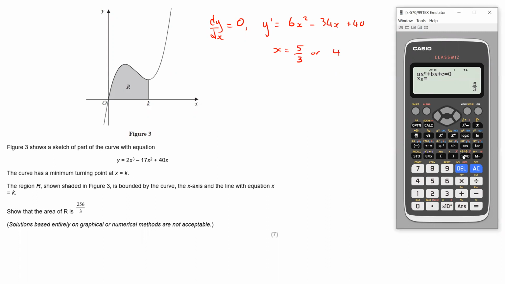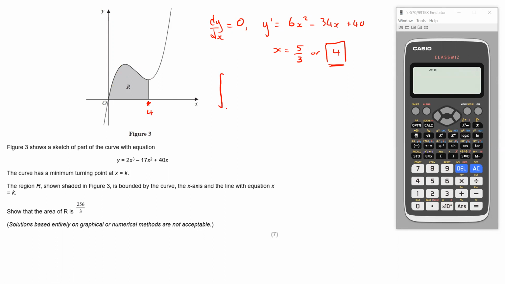Now it's obvious hopefully which one this is. 1.6 recurring must be before 4, so that's going to be the maximum. So this k must be the 4. And I'm going to underline that just to say that I understand that. So it's this value right here. Because now we can update that to being 4, we're now going to integrate between 0 and 4. So in order to get the area under this, we need to integrate between 0 and 4.